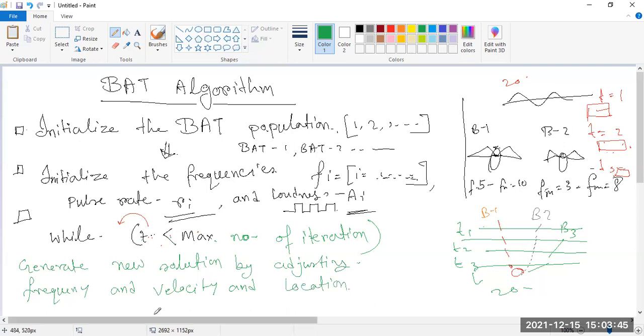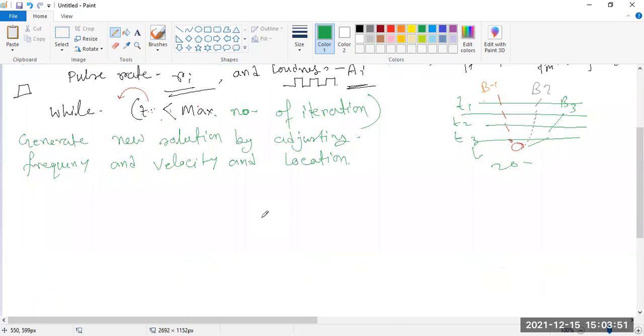So these three things will be changed, and the other loudness and the pulse will not change the first time. It will change if it is required. If the best position is required, then it will change. Otherwise it will not change.